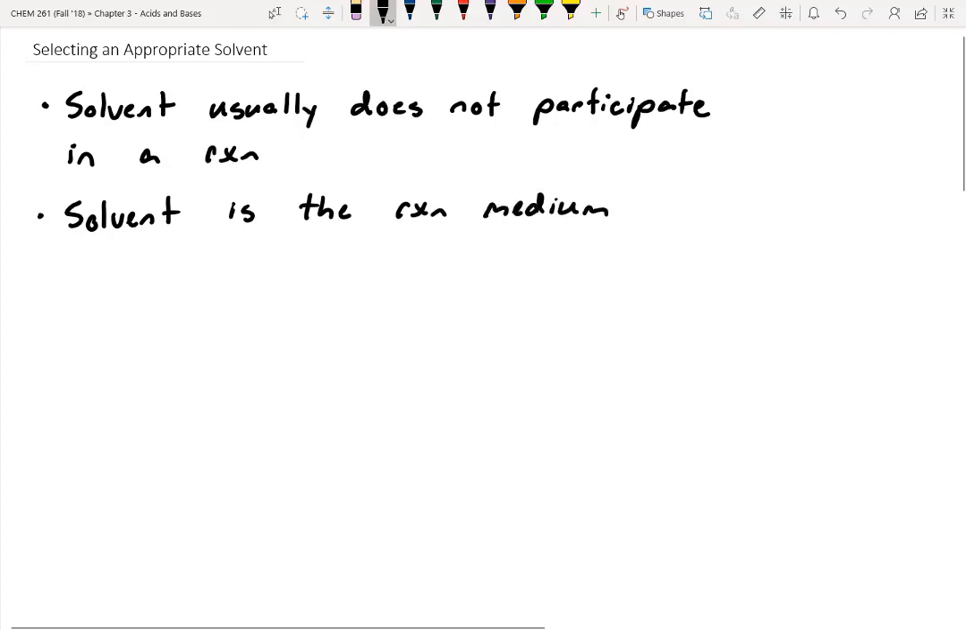Oftentimes what we do is we choose a solvent that's most appropriate because we need to A, dissolve everything in there, and B, sometimes the solvent stabilizes things and allows the reaction to occur, and we'll see that later in the term. Yeah? Do you ever consider the solvent a spectator, or no? Yeah, so the question was, do you consider solvent a spectator? Yeah, essentially it is a spectator. It's just kind of hanging out, helping to dissolve things for the most part.